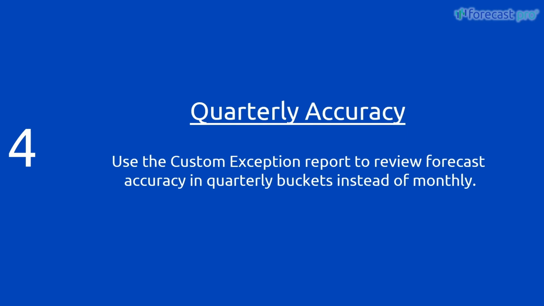Here in our fourth and final example, we're going to start looking at quarterly accuracy. Up until this point, we've been looking at accuracy on a month-by-month basis. But what if we wanted to add together our history and our forecast to look at this on a quarterly bucket size? We can use the custom exception report here again to make this happen. So let's take a look at that now.